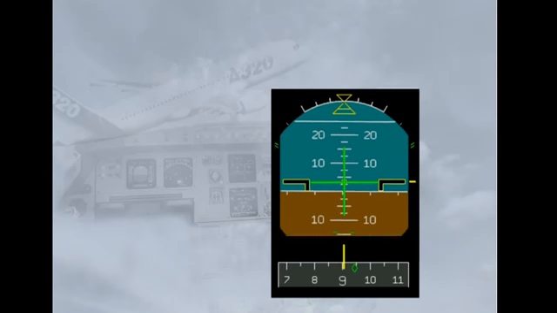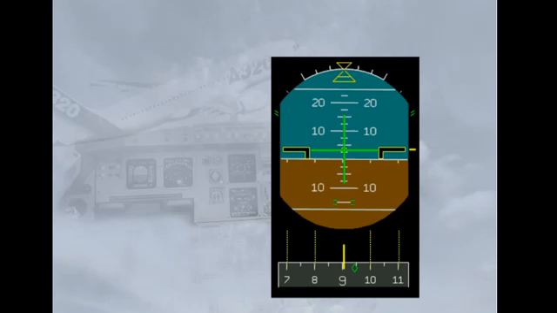There is a direct relationship between the small white ticks on the horizon line of the attitude indicator and the compass scale. As the heading changes, the ticks move to stay in line.